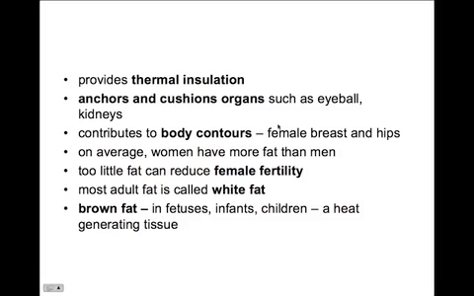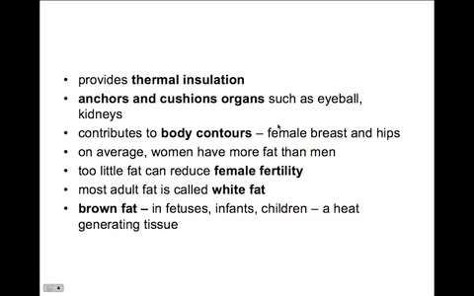Fat also provides thermal insulation. It's involved in cushioning organs. You'd be very surprised to see how much fat there is around things like the kidney or the eyeball. It also contributes to body contours. The female breasts and hips are a great example.